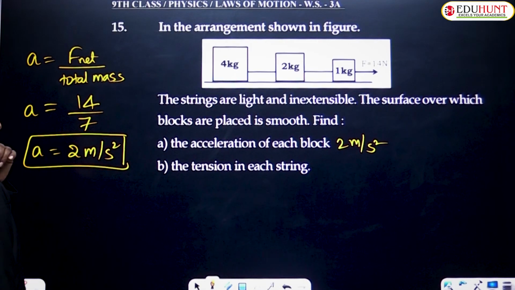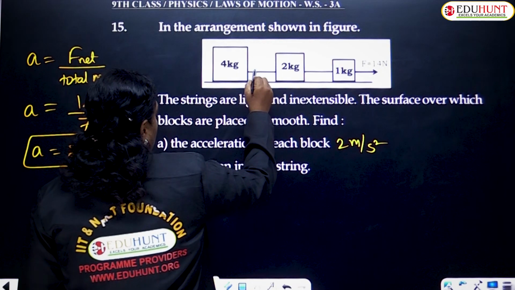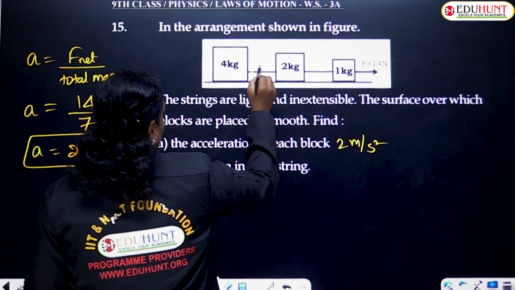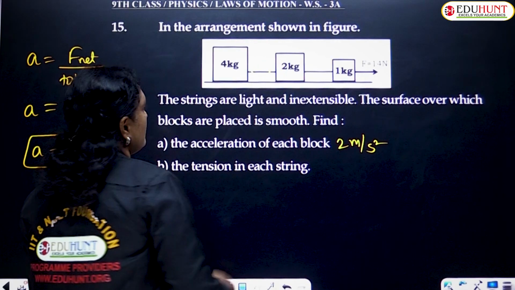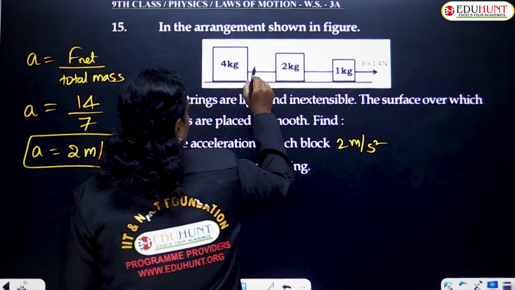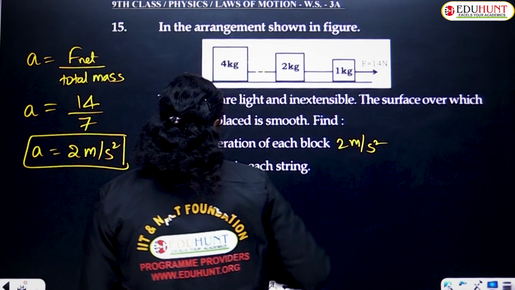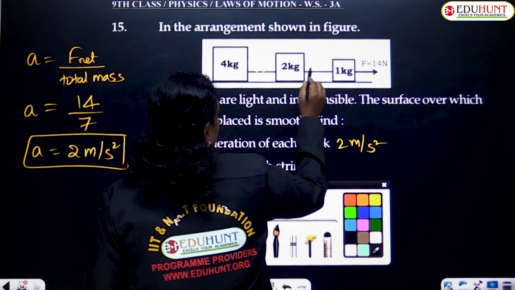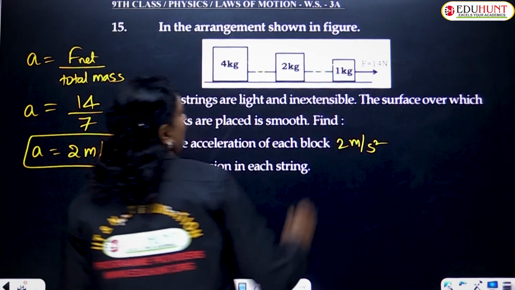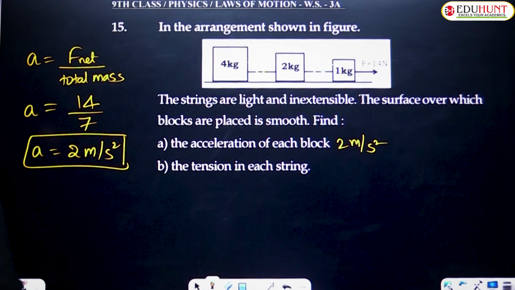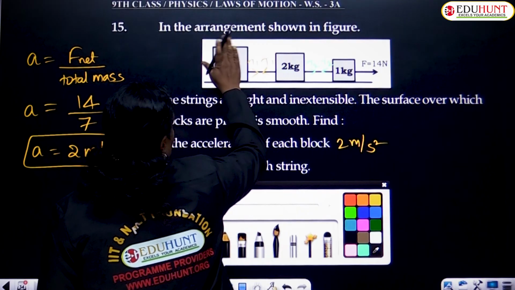What else was given? The tension in each string. You're asked to find out the tension in each string. Let us name the tension in this string as T1, and here the tension in the second string be something like T2. So you're asked to find out the values of T1 as well as T2. So first of all, let us try to find out the value of T1. Let me change the color.